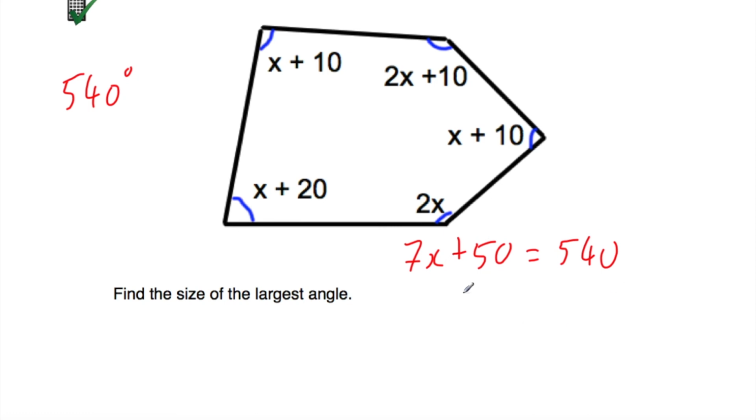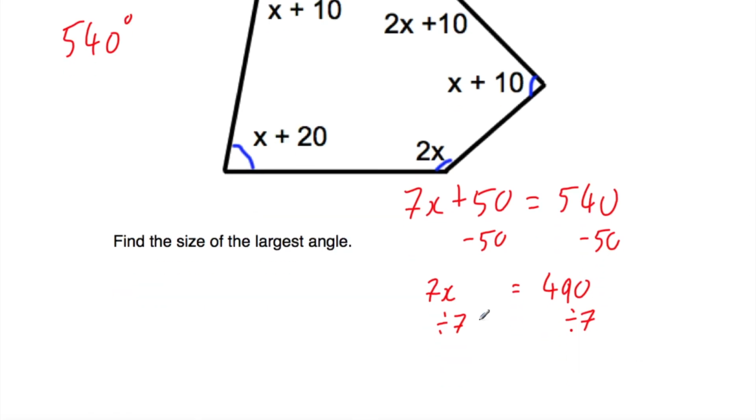We can solve this. We can take away 50 from both sides. So take away 50 and take away 50. The left-hand side would just be left with 7x because we took away 50 to get rid of the plus 50. So we're just left with 7x. And on the right-hand side, we had 540. Take away 50, so it's going to be 490. And then finally, we've got 7 times x. We want to get rid of this multiplied by 7, so we're going to divide by 7 and divide by 7.